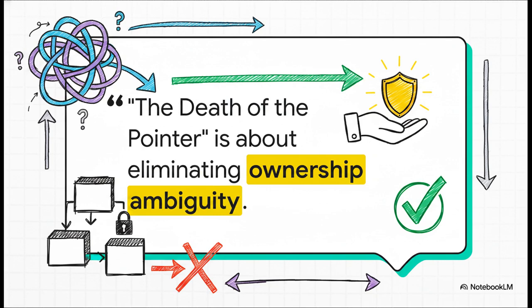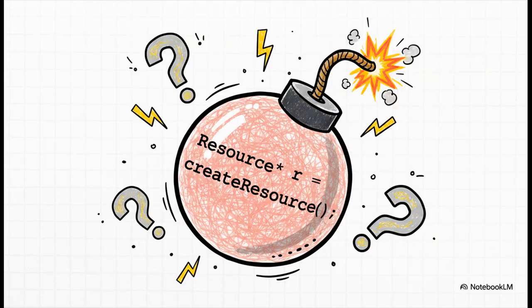You know that feeling, that little voice in the back of your head asking, who owns this memory? Who's supposed to delete this thing? That ambiguity, that's the real enemy. It's the source of so many bugs. And the whole point of this modern C++ revolution is to bake the answers to those questions right into your types. Take a look at this.